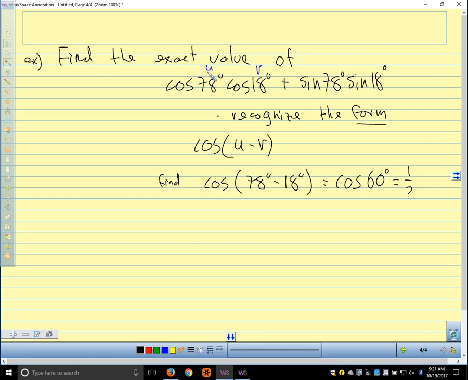Now if you had variables here, x's and y's, you could combine this messy thing into cosine of x minus y, for example. And that might be easier to work with. It might be desirable to work with it that way.